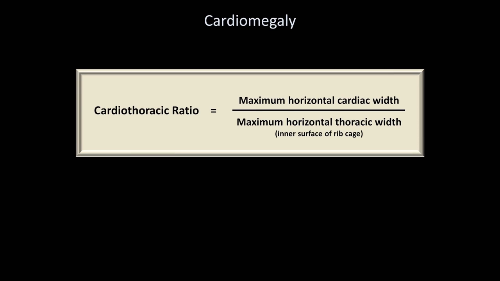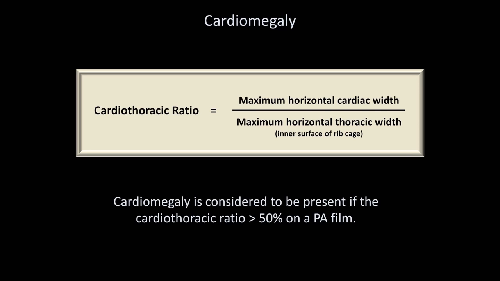This ratio is the maximum horizontal cardiac width divided by the maximum horizontal thoracic width, as measured between the inner surfaces of the rib cage. Cardiomegaly is said to be present if this ratio exceeds 50% on a PA film.